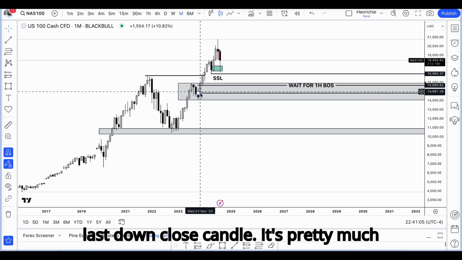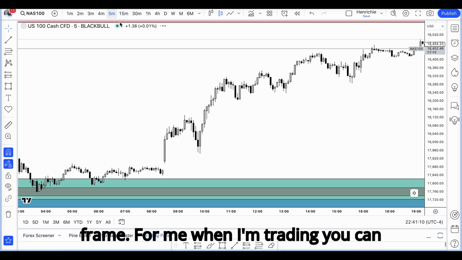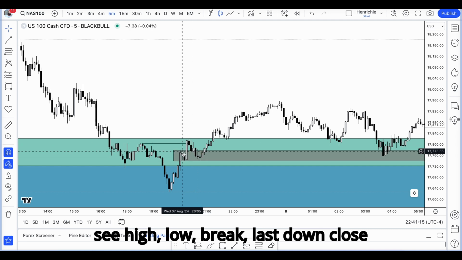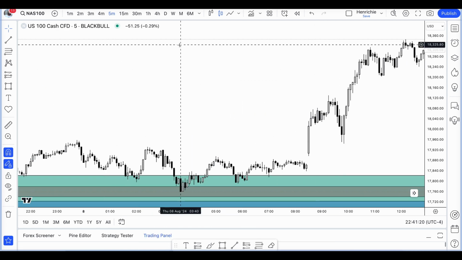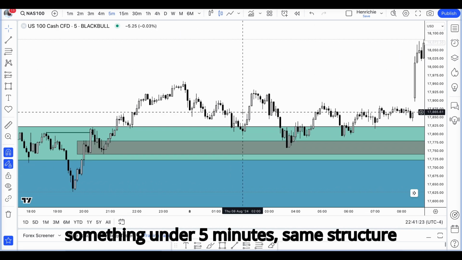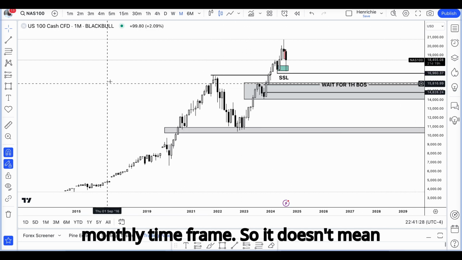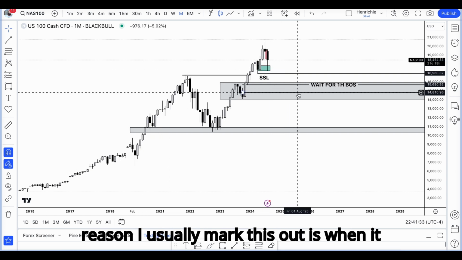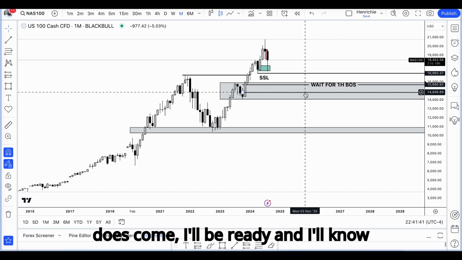I want to see price come to a last down close candle. It's pretty much the same for every single time frame for me. When I'm trading, you can see high, low, break, last down close candles, and price came in there, reaccumulation, expansion. So you can see how I'm showing you something on the 5 minutes, and I'm seeing the same structure on the monthly time frame. So it doesn't mean for certain this is going to happen, that price is going to come here. But the reason I usually mark this out is when it does come, or if it does come, I'll be ready and I'll know what to do.